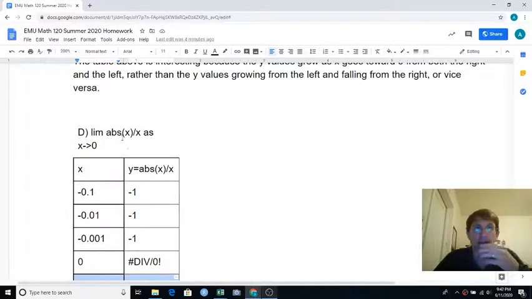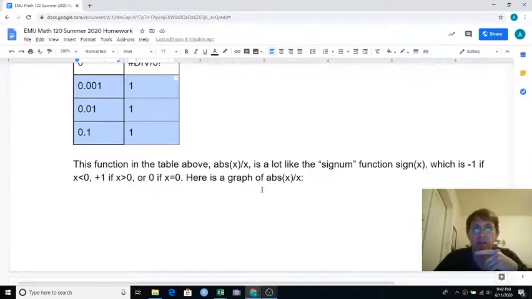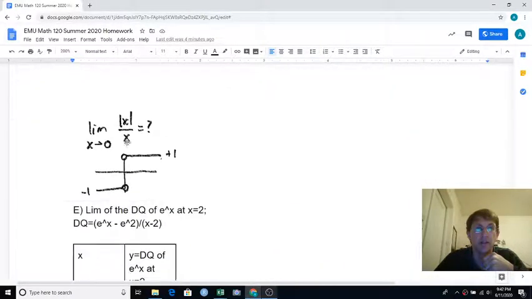I like this function because it's a lot like the function called sign, spelled S-I-G-N rather than S-I-N-E, which is a really handy function in some parts of math. And here's a graph of what it looks like. This is absolute value of x over x. It has no filled in dot here. The sign function, S-I-G-N, has a filled in dot at the origin.